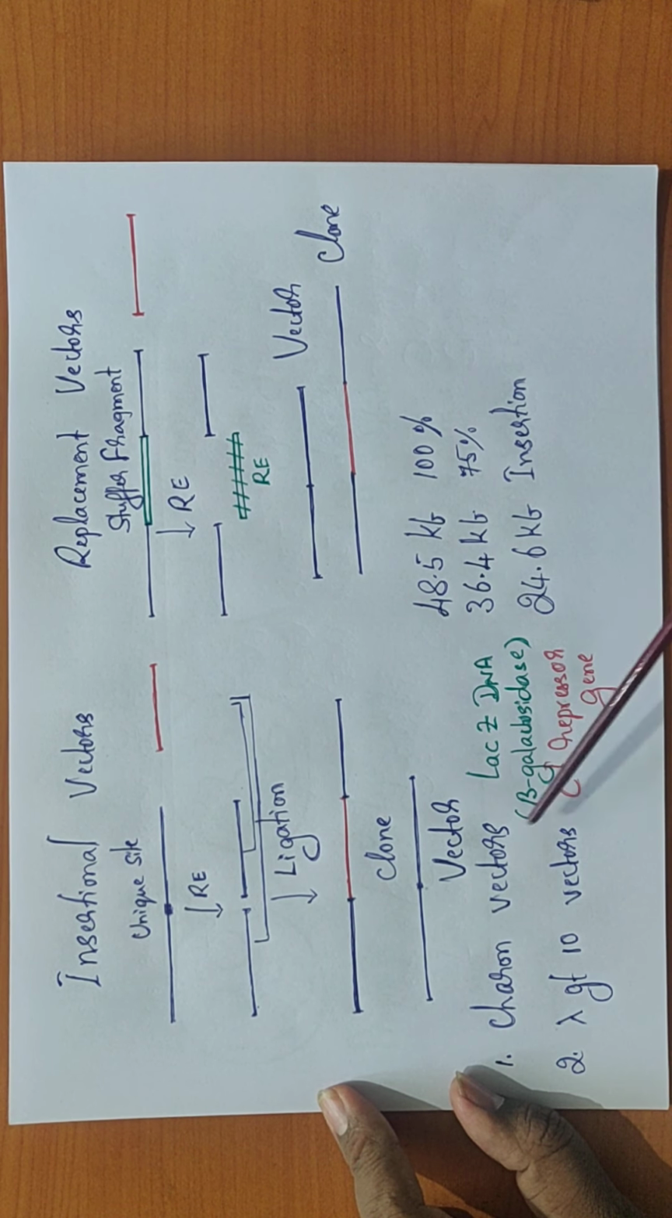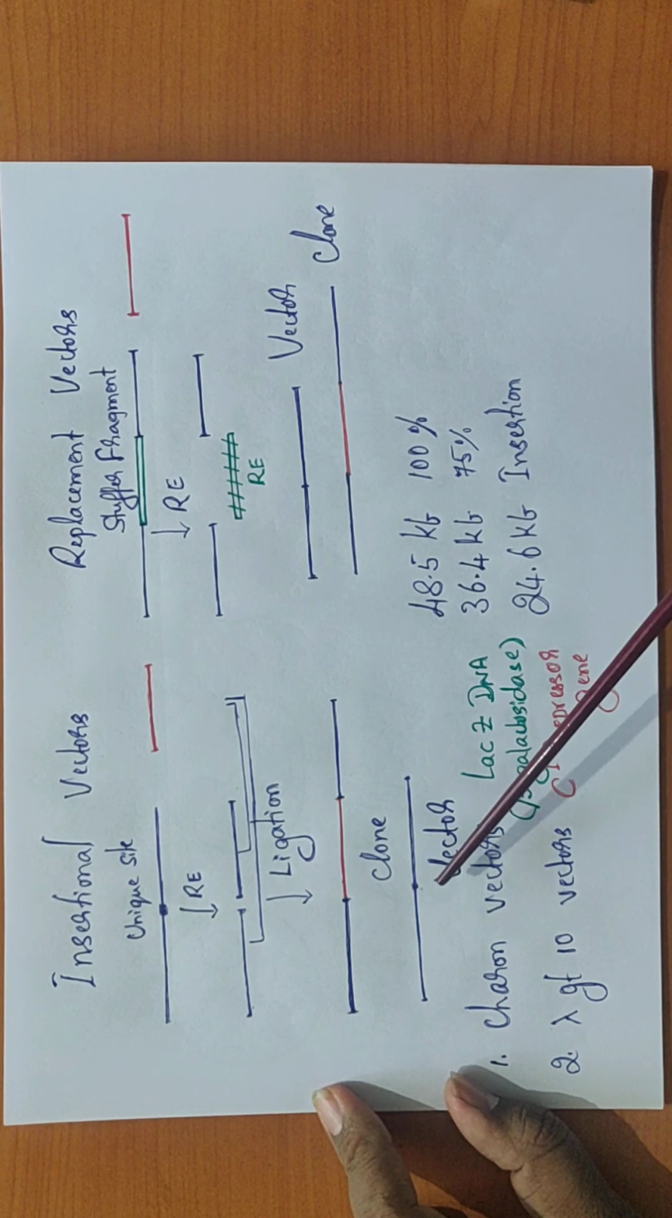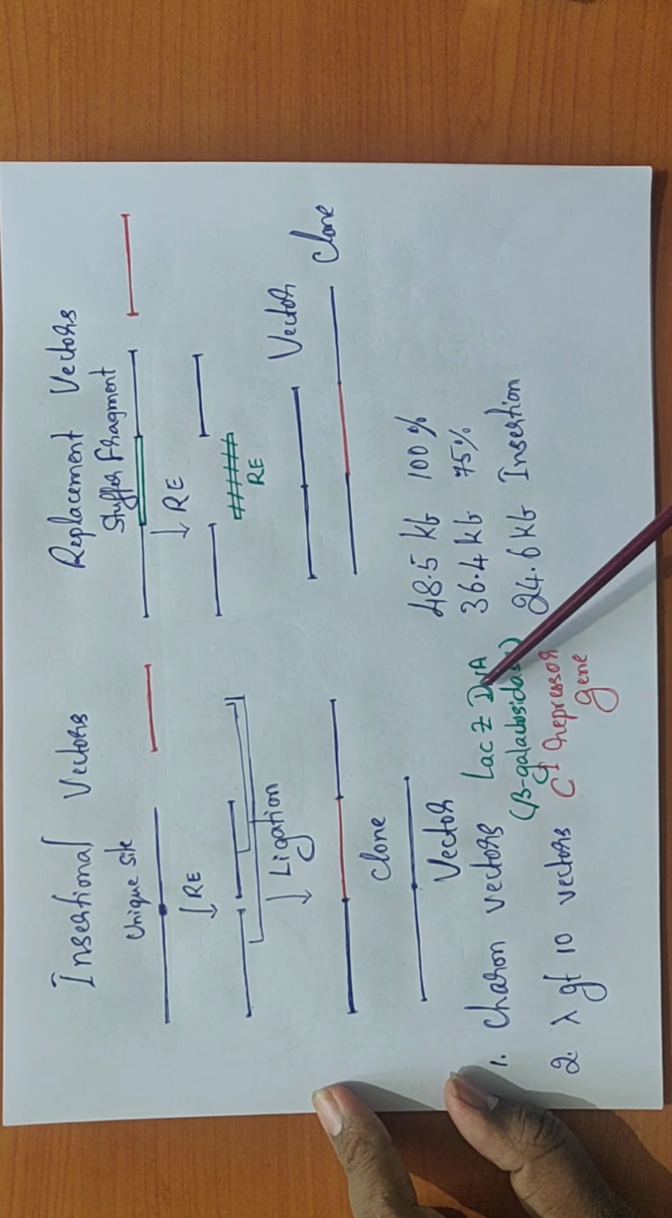So in the presence of IPTG and X-gal, because of this activity, in the case of a phage we don't get a colony, but we get plaques. I'm going to describe what exactly plaques are. We are going to get a blue colored plaque. Now here, in the case of Charon insertional vectors, in the unique site we have the lacZ DNA. So just enough is required for that.